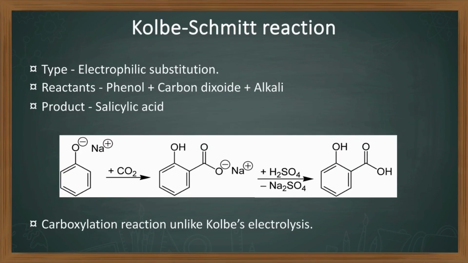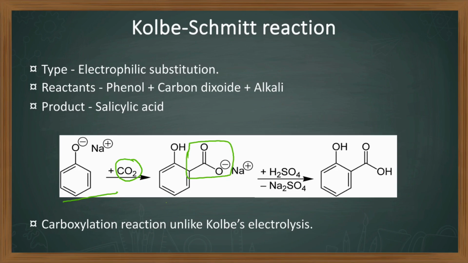The next reaction is Kolbe-Schmitt reaction. It's an electrophilic substitution reaction. We take sodium phenoxide as the reactant and we allow it to react with carbon dioxide, and we use slightly elevated temperature and high pressure for this reaction. This introduces a carboxylate unit into the benzene ring.